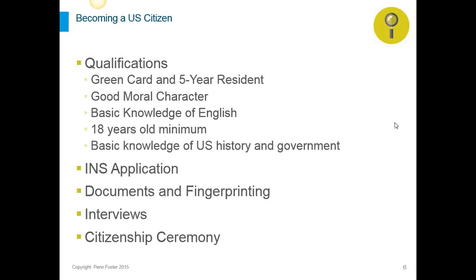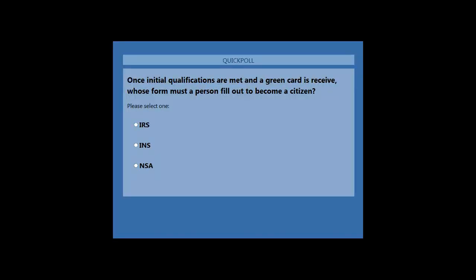And that brings us to our next poll question. So once the initial or basic qualifications are met by a soon-to-be citizen or want-to-be citizen, what government agency then provides the application? Is it the IRS, the INS, or the NSA? Give you guys 10 seconds. Finishing up in 3, 2, 1.